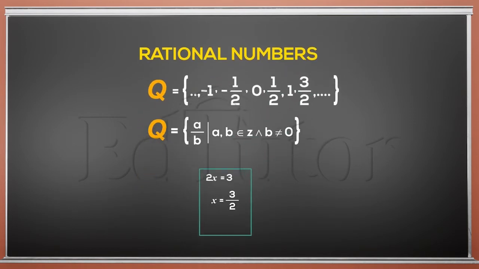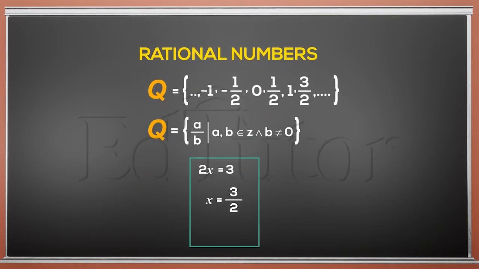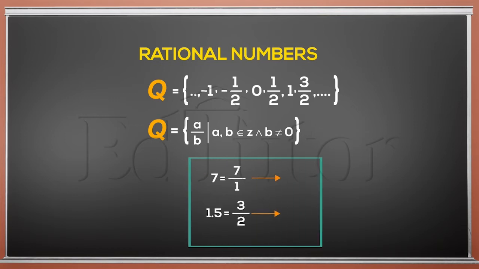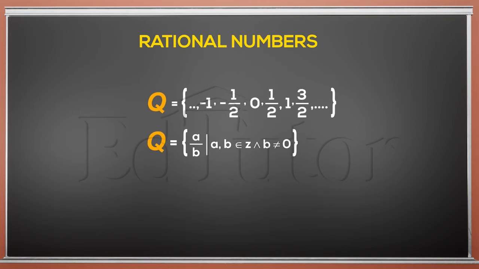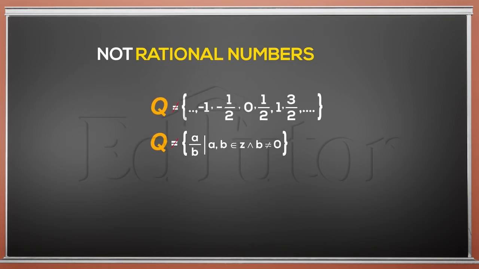Now, with this, you can solve any equation where the value of x is some number divided by another number. Not just that, they even represent whole numbers and decimals, as long as they can take the form a upon b. However, is this set the final one? Well, no. There are numbers that are not rational. That is, they can't be written as fractions. So, we call them the irrational numbers, represented by Q dash.